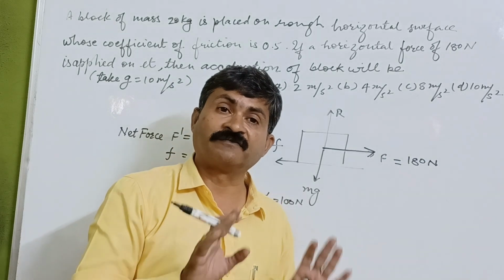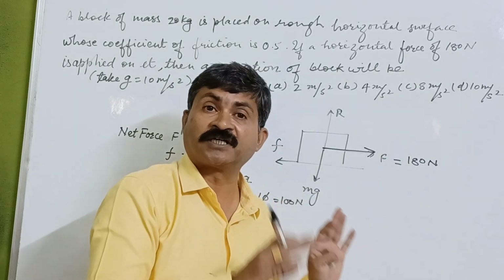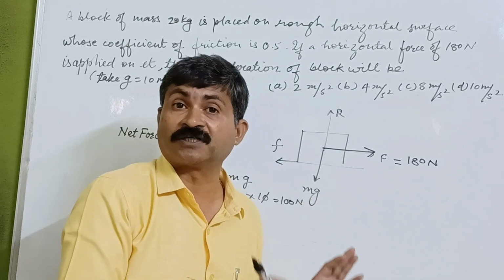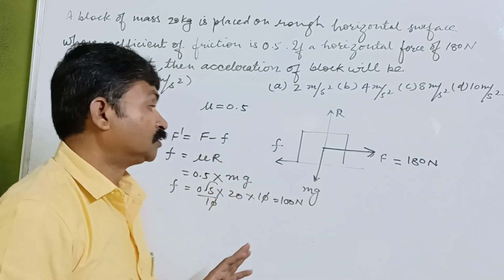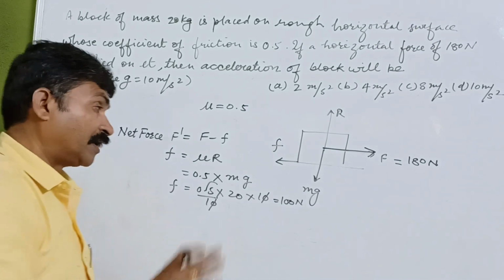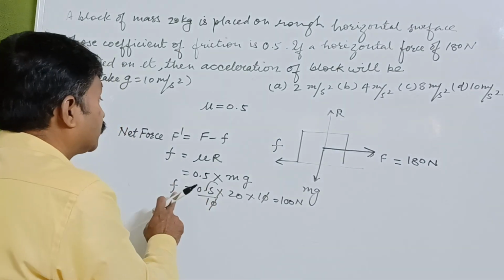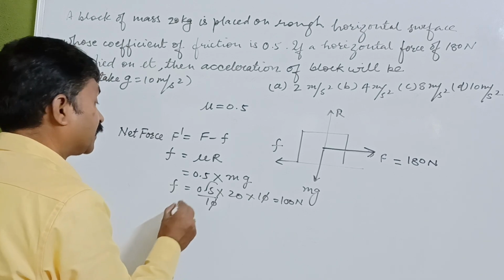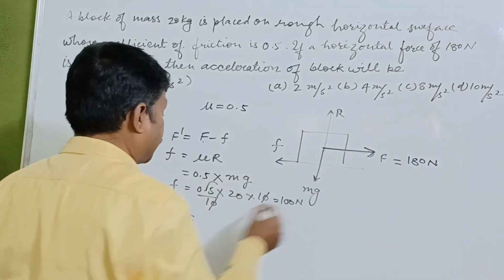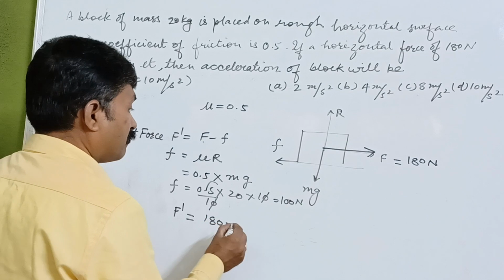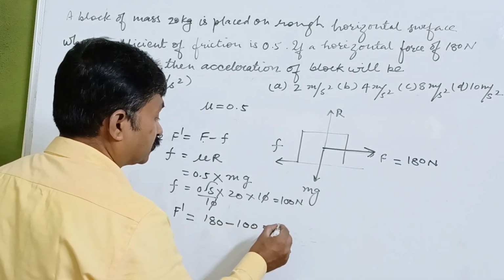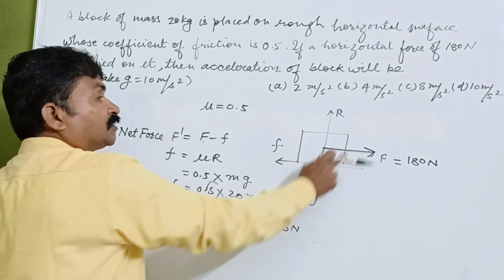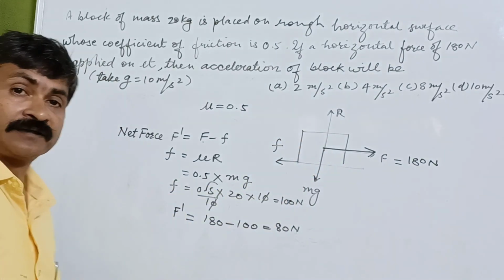Force of friction always acts in the direction opposite to the direction of applied force, or in the direction opposite to the direction of motion. Okay, we have to keep this in mind. Now here, the value of f is found. So F dash we can calculate: F is given to us as 180 Newton minus 100, this will give 80 Newton. So the net force acting on this block is 80 Newton.